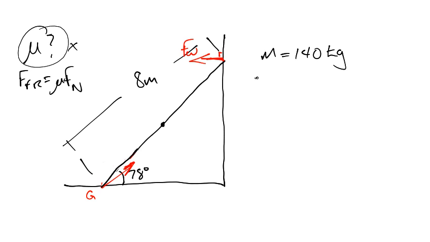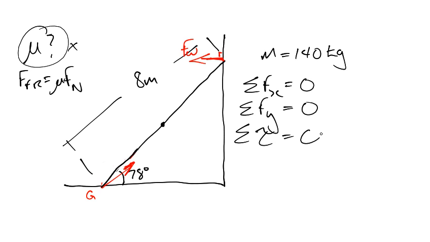Let's come back and remember, we have to use summation of forces in x equals 0, summation of forces in y equals 0, and summation of the torques is 0 about some point. I'm going to pick point G, because I know that there are going to be two forces here. I'm going to draw them in a different color. We'll call these FGY and FGX. Those two forces add up to be the FG here.